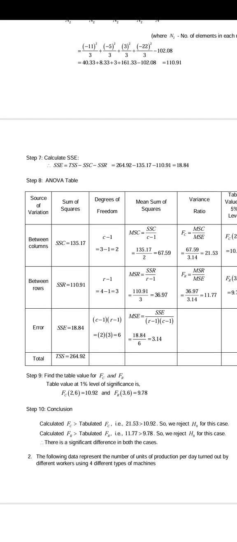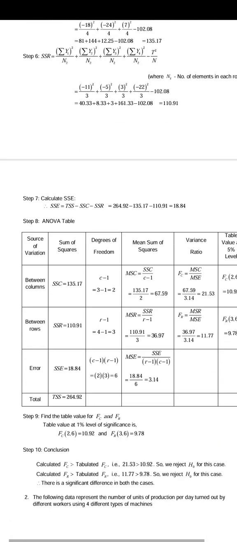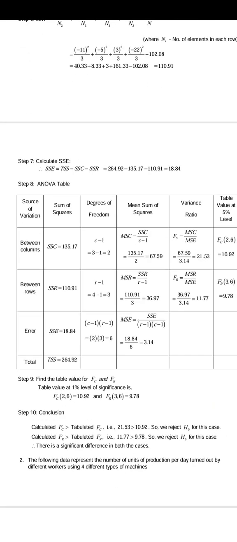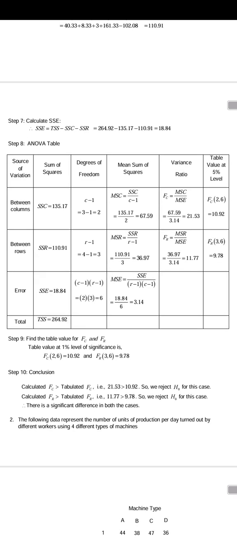In the third column, degrees of freedom: between columns there are 3 columns, so the degrees of freedom is 3 minus 1, that is 2. Between rows there are 4 rows, so r minus 1, the degrees of freedom is 3. In error, the degrees of freedom is c minus 1 into r minus 1. The value is 6.